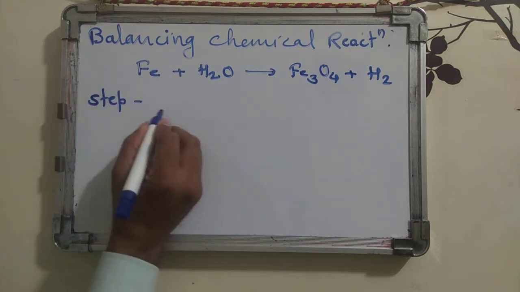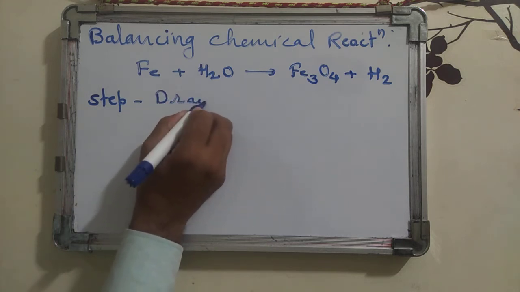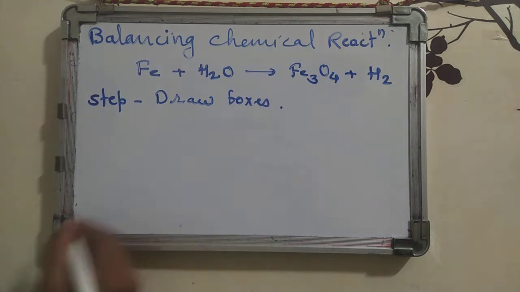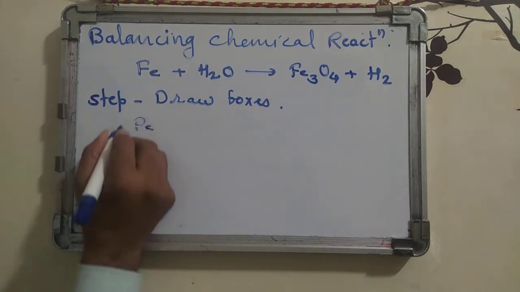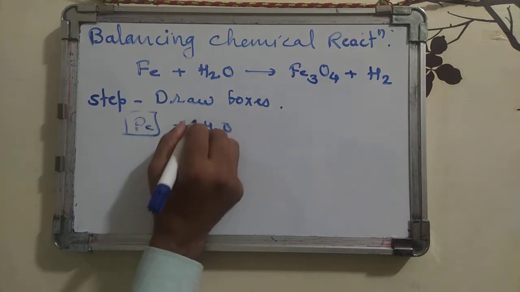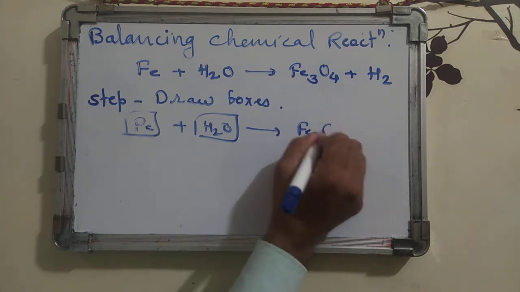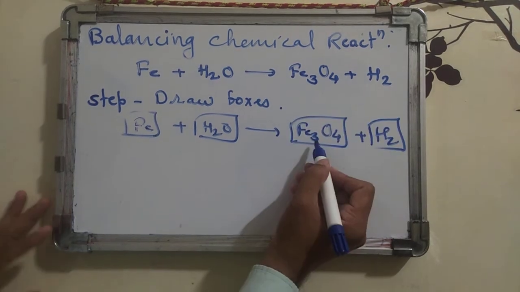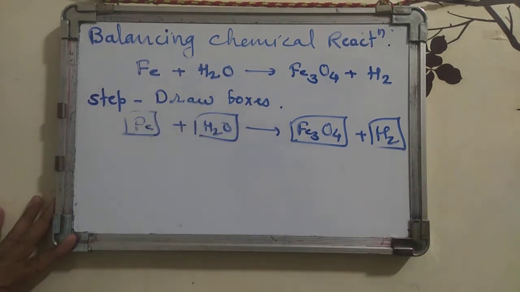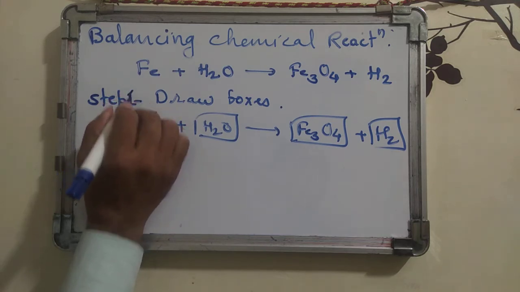So first we need to create the boxes. Draw boxes around the molecules: Fe, in a box like this, plus H2O, in this box, is equal to Fe3O4 plus H2. So first, draw boxes around the molecules. This is step number 1.